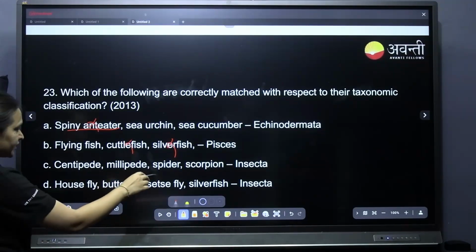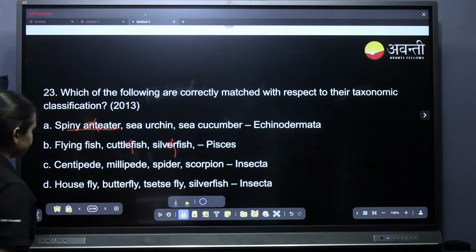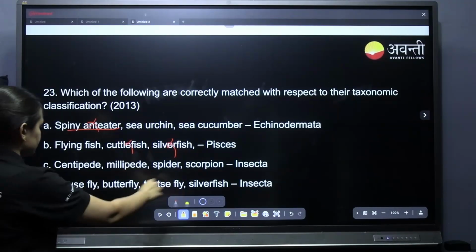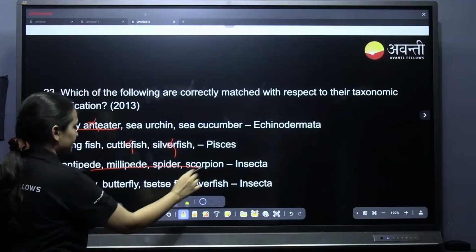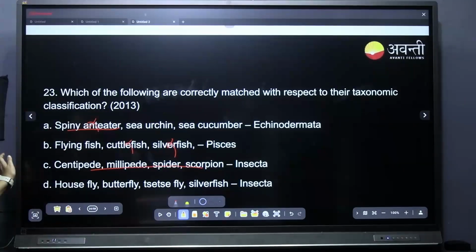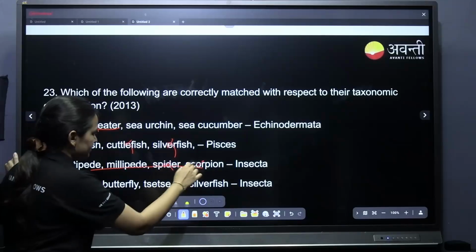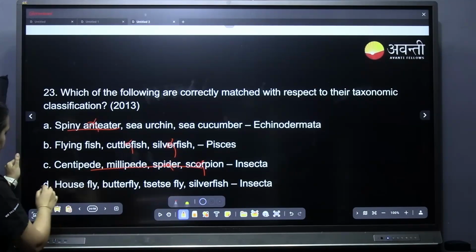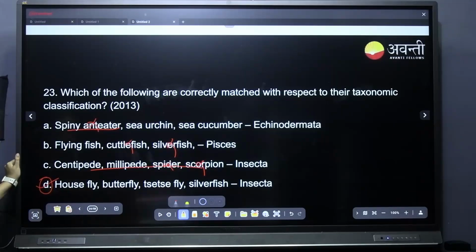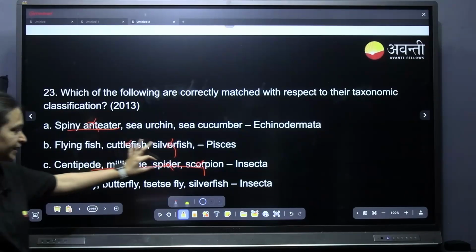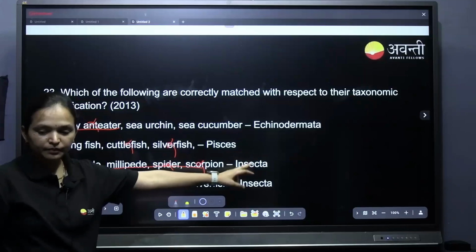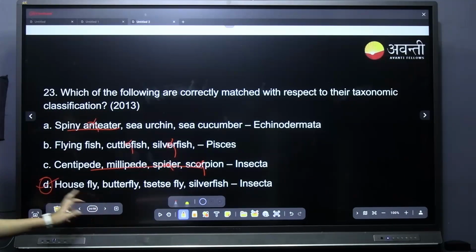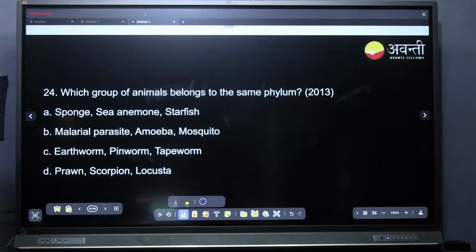Centipede, millipede, spider, scorpion as Insecta? Housefly, butterfly, tsetse fly, silverfish as Insecta? Yes, these are arthropods, but these are not insects. Insects have 6 legs and these have many legs. So, D becomes the correct answer. Centipede, millipede, spider, scorpion come under Arthropoda, but not as Insecta. So, D for Delhi is the right answer.